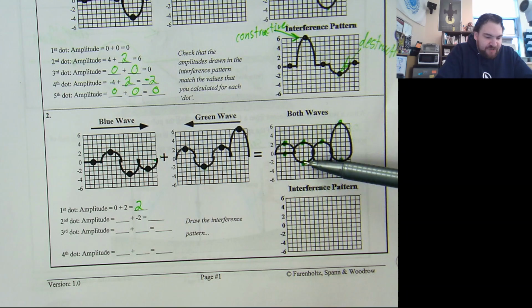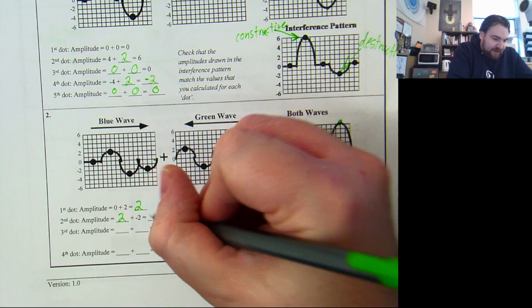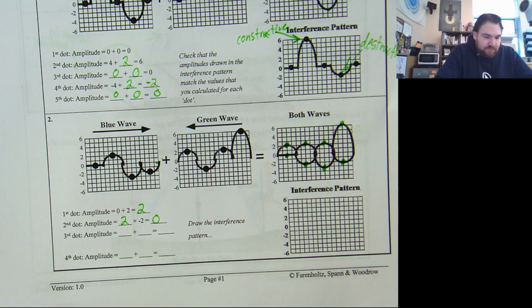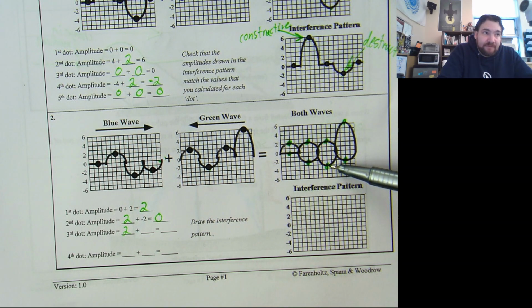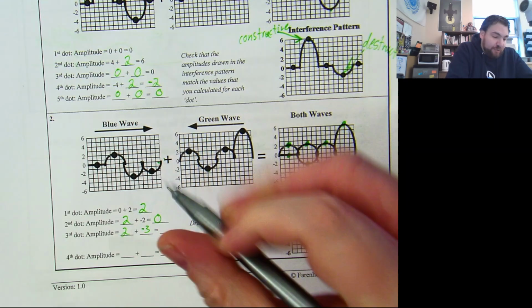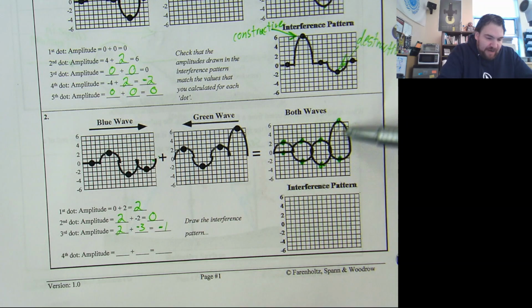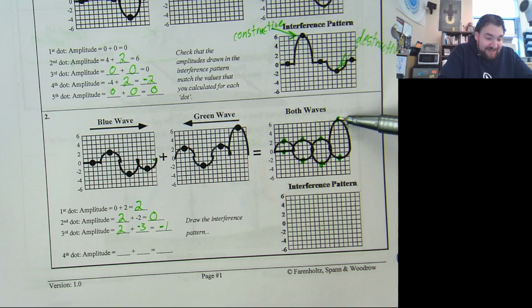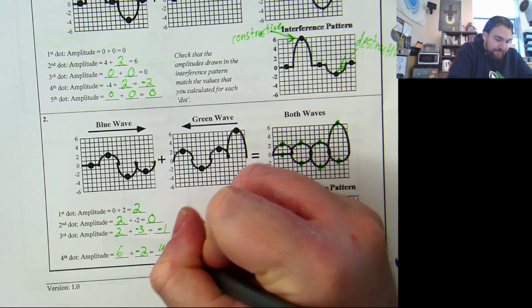At the second set of dots, one has an amplitude of 2, the other one has an amplitude of negative 2. So what should these two do? 2 plus negative 2 is going to cancel out, give you 0. This one's going to be at 2. This one's going to be at negative 3. So 2 plus negative 3 is negative 1. And in the last wave interaction, one is up at 6 and the other one's down at negative 2. So 6 plus negative 2 equals 4.